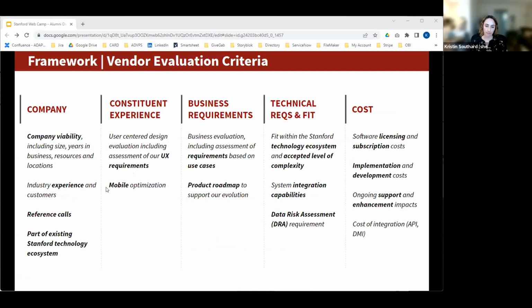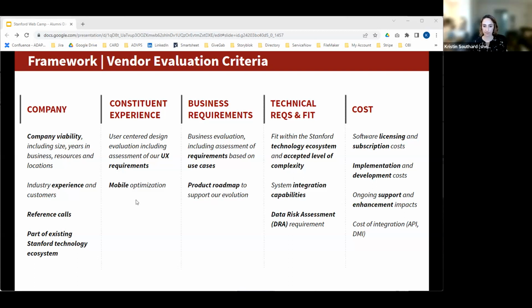So, the vendor evaluation criteria. ADAPT put together a vendor evaluation criteria that was used across multiple different projects. Luckily for us, directory could just use what was already put in place. These were the five buckets that we continually looked at whenever we were looking at vendors. First, what is that company like, what does that vendor look like? Is this something that they could sustain over a long period of time?